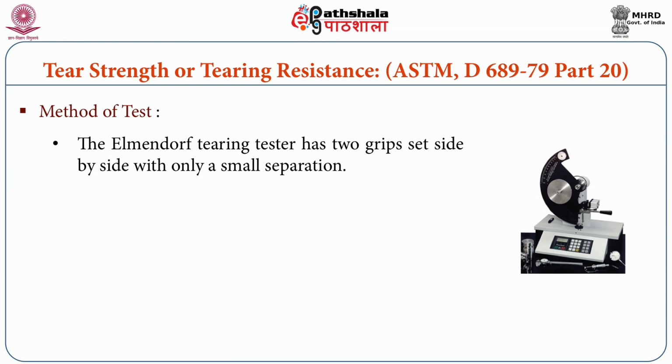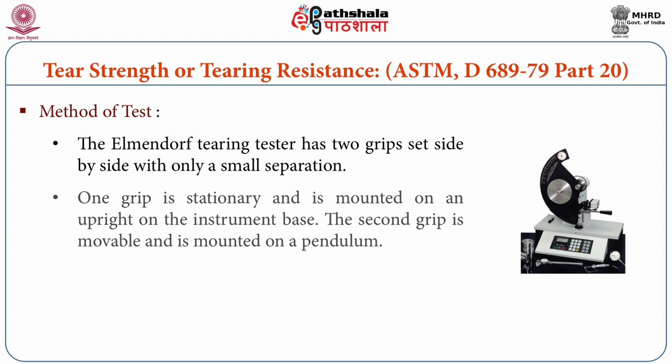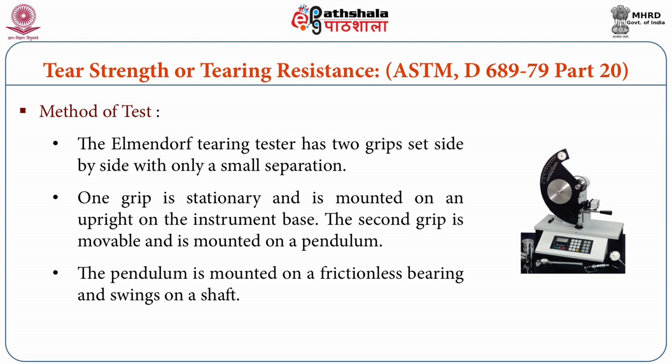The Elmendorf tearing tester is used for this test. It has two grips side by side with only small separation. One grip is stationary and is mounted upright on the instrument base. The second grip is movable and is mounted on a pendulum. The pendulum is mounted on a frictionless bearing and swings on a shaft.